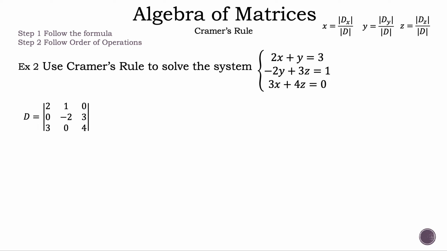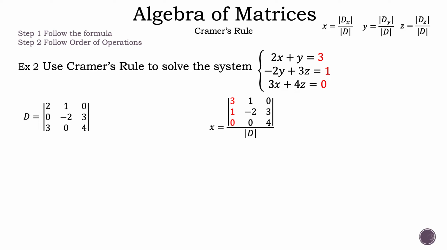Our first row is 2, 1, and 0. Our second row is 0, negative 2, and 3. Our third row is 3, 0, and 4. Let's write down the x part of the ordered pair. We don't have room to write down the determinant of the coefficients. That is why we just have the symbol.